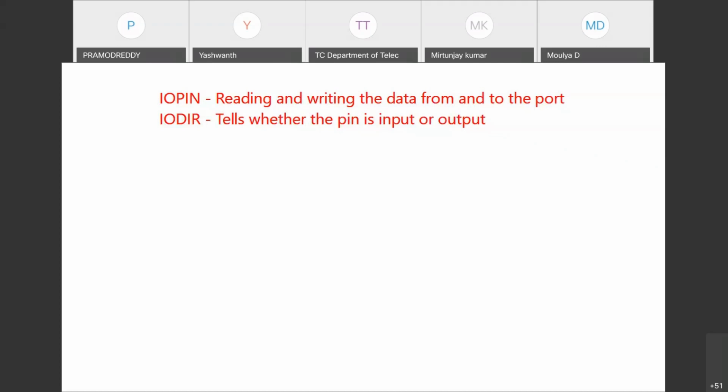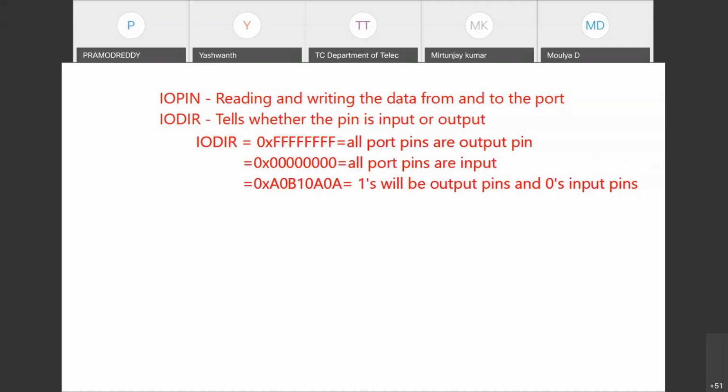Those that are all zeros will be input pins. That's it. That's the understanding of IODIR. IODIR tells us whether the pin is an input pin or an output pin by the value in it. If it has 1 in it, it means output pin. If it has 0 in it for that particular pin, it is called an input pin. That's it. IODIR does that.